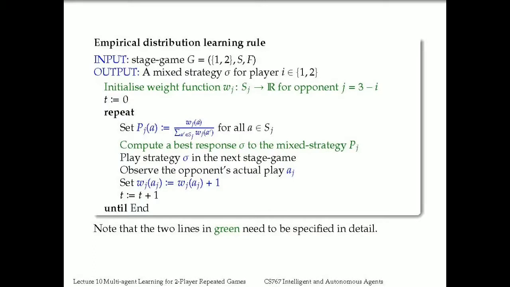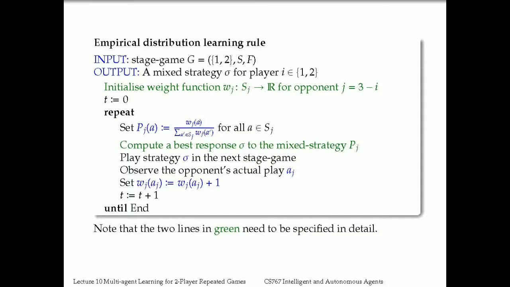So you can see that if indeed the opponent is adopting a stationary strategy, this means there's a fixed mixed strategy that the opponent adopts for the stage games, then the empirical distribution of the actions would tend towards that particular mixed strategy. So that's why there's some validity to this sort of very simple fictitious play learning rule.